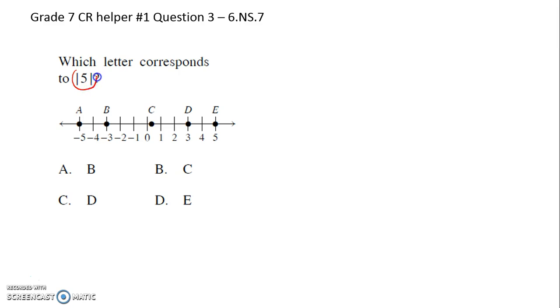You see a 5 with a line on each side. I hope that you know what those straight lines up and down mean. That means absolute value. So it means which letter corresponds to the absolute value of 5. Absolute value is a distance. Absolute value means distance from 0.